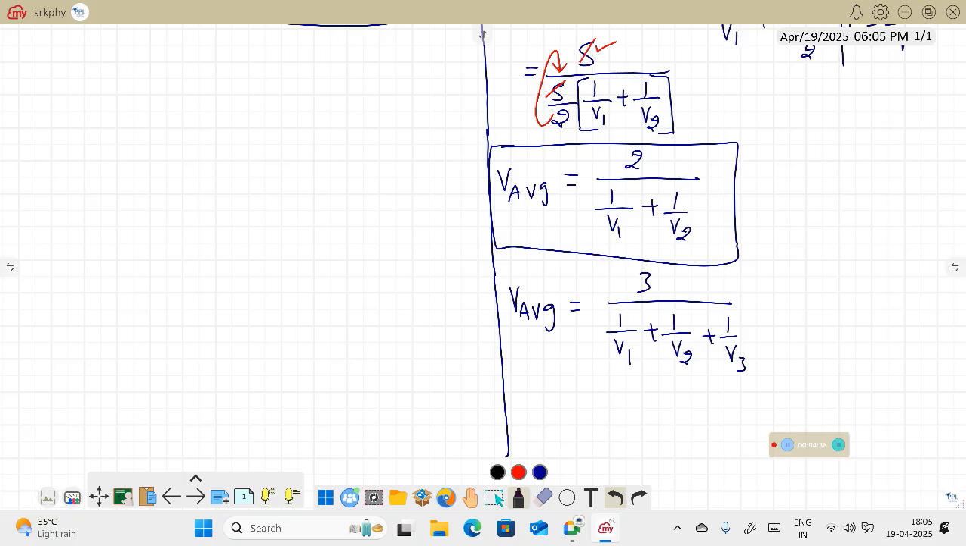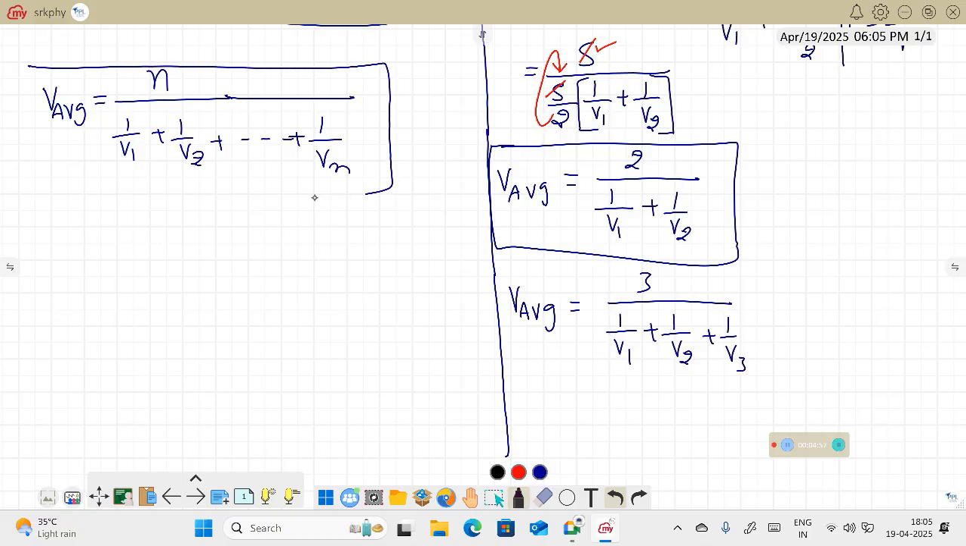If the vehicle is covering the total distance in n equal parts, in this case, the 3 becomes n, by 1 by V1 plus 1 by V2 plus, and so on, 1 by Vn. The formula becomes like this. This is the basic formula you have to use.